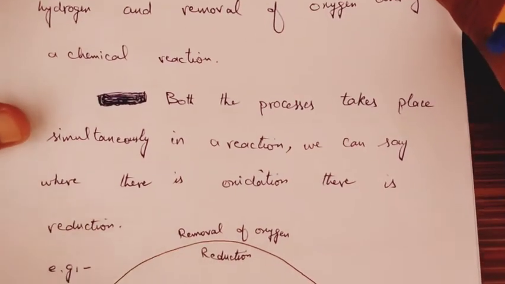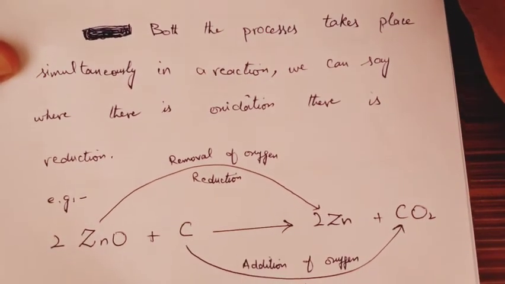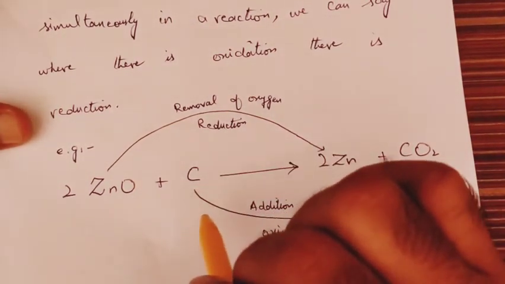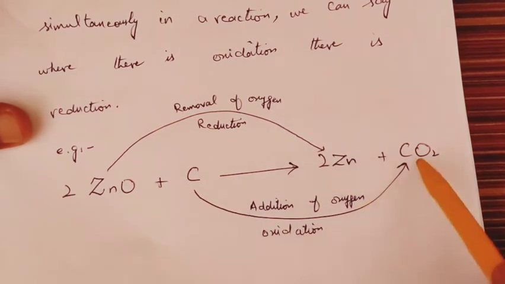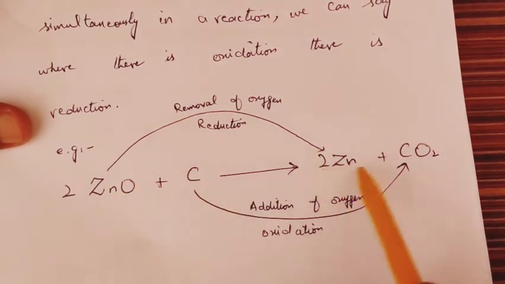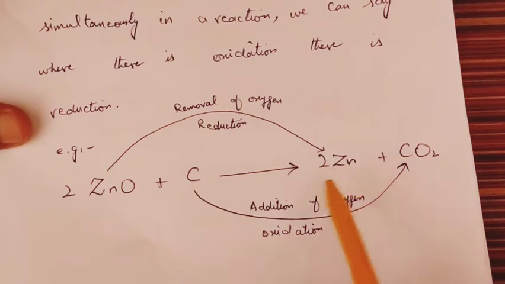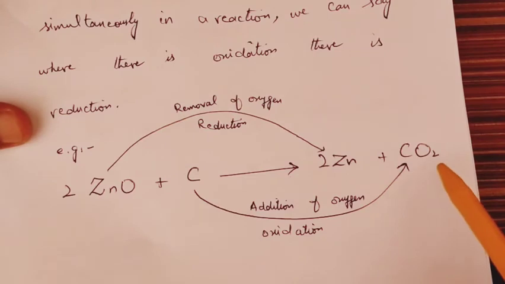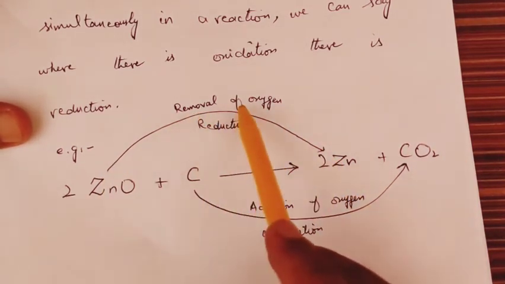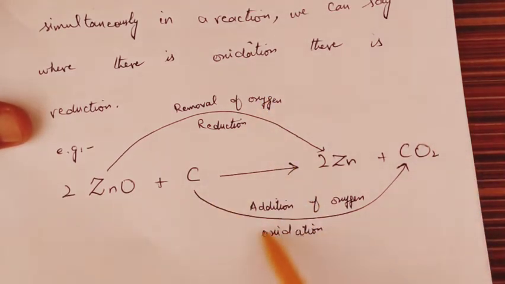Let's see an example in which oxidation and reduction occur. Zinc oxide reacts with carbon to produce zinc metal and carbon dioxide. Here zinc oxide loses an oxygen atom and is reduced to form zinc metal, and oxygen is added to the carbon atom and it produces carbon dioxide, which is its oxidized form. Here is the reduction process in which oxygen is removed, and here is the oxidation process in which oxygen is added.